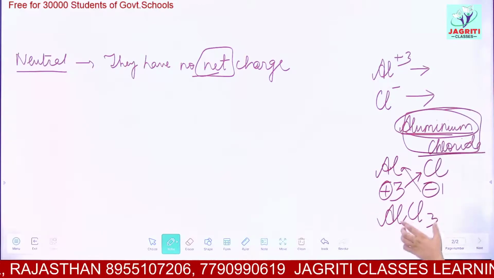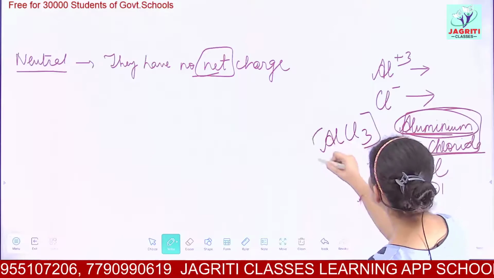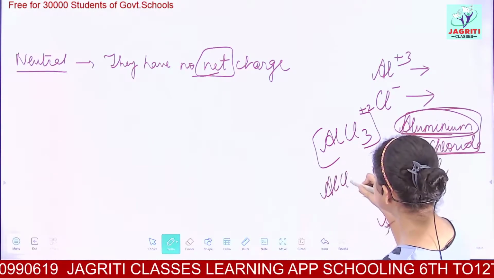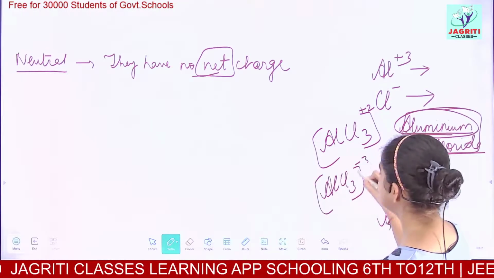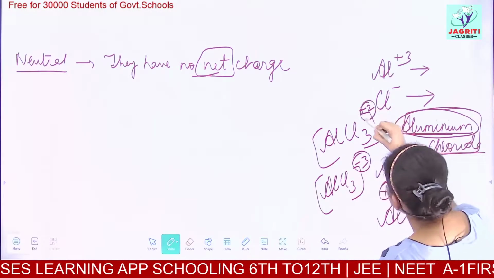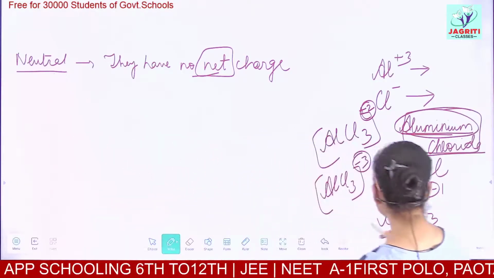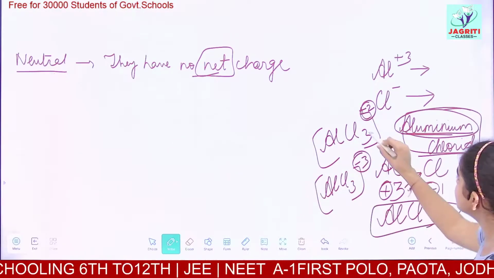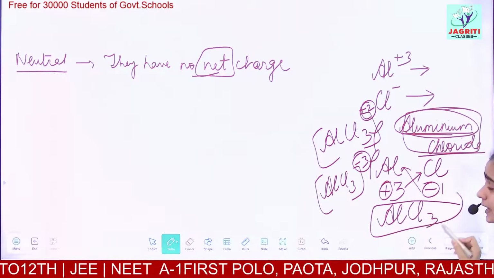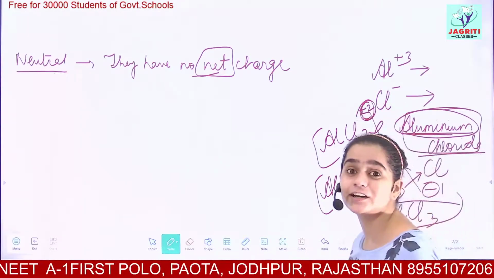And hence you can see I have not written any charge, that is, not AlCl3 minus or +2, or AlCl3 -3. So when there is no net charge, no final charge on a compound, it is called neutral. These would be wrong formulas. The correct formula is AlCl3 and it is a neutral compound because it has no final charge written on it.